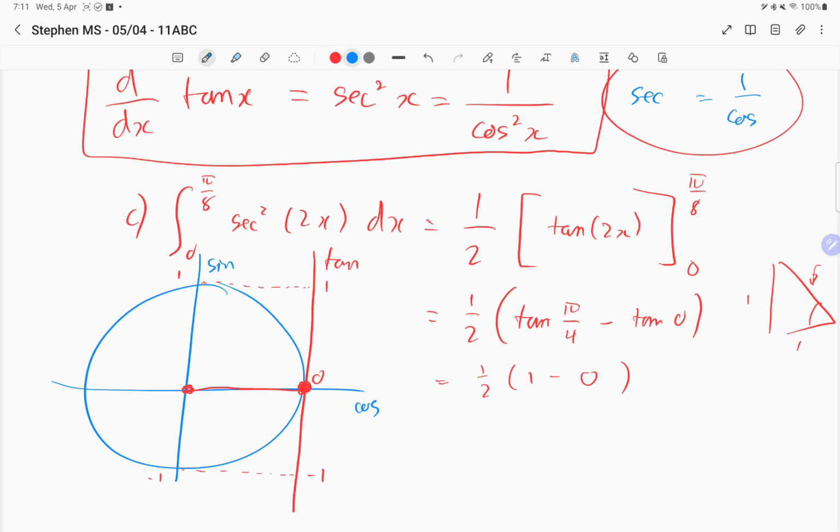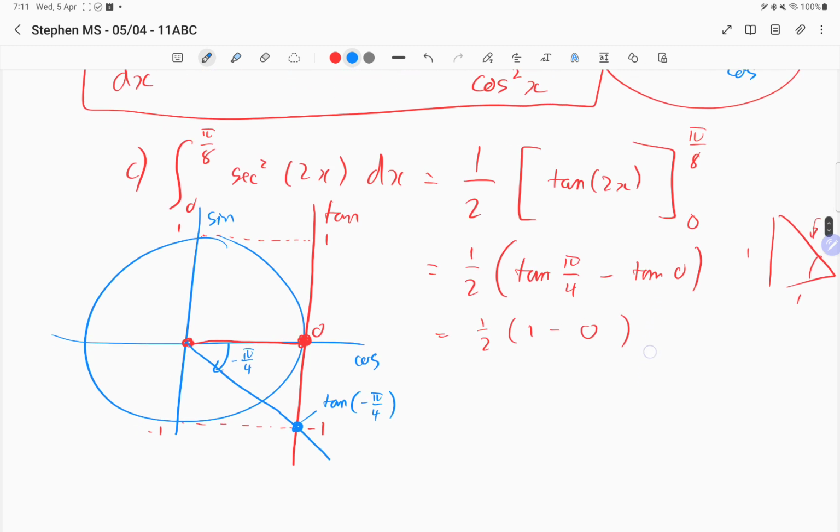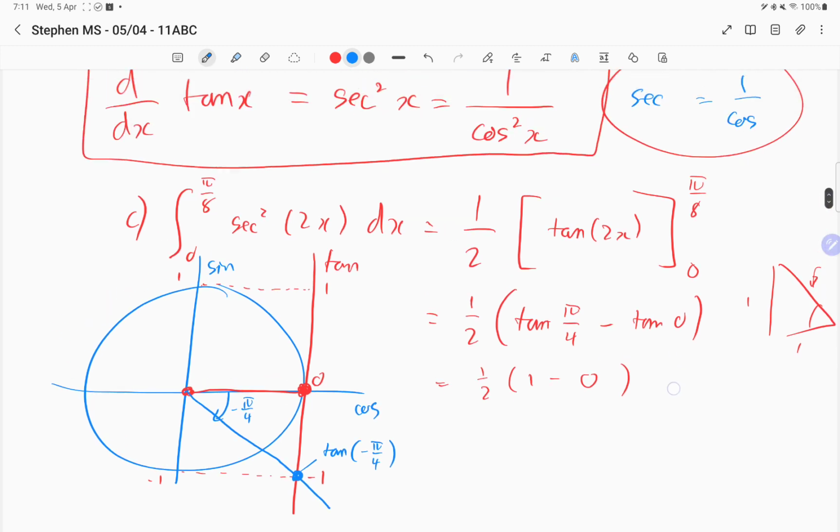So the tangent of an angle is where it meets the tangent line. Let's say this angle is negative pi on 4, negative 45 degrees. If you were to extend this line, it will meet the tangent line at negative 1. Therefore, this point represents tangent of negative pi on 4. Make sense? So again, this is recorded. If you forget it, just go back and rewatch it. So that's question C.